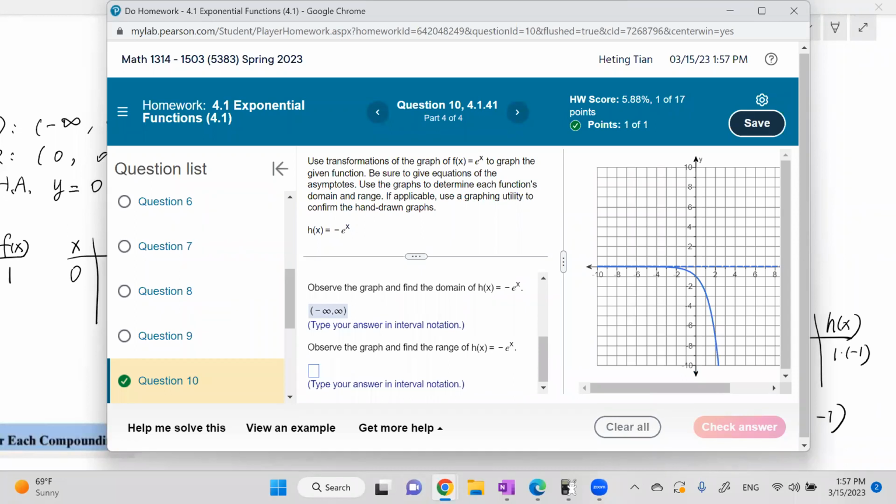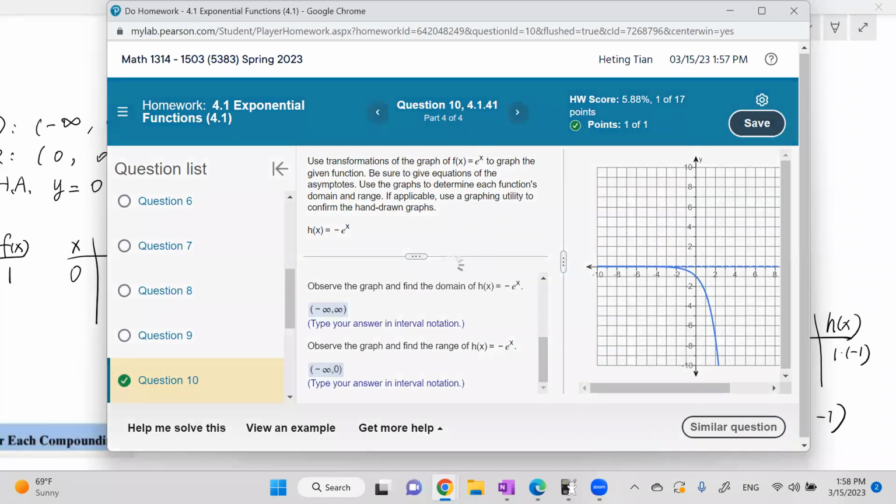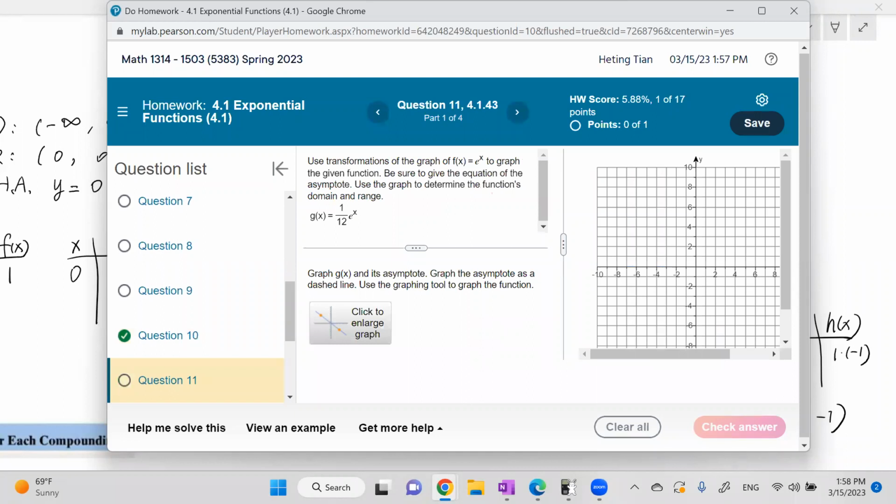How about find the range? The range is from -infinity, comma, 0, and for all of them we're using parentheses because we cannot have 0 in brackets. 0 is the asymptote. The graph never touches it. All right, check my answer. Yes, we made it. So next example, you see what is the transformation?